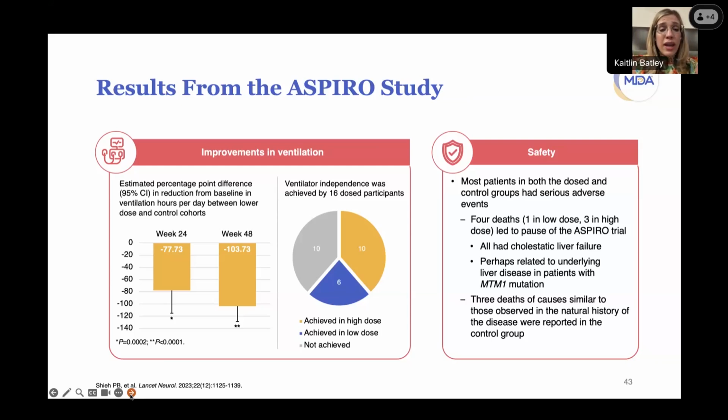However, it is worth noting that there were similar liver failure deaths even seen in natural history. And so there is a lot of question about whether these patients passed simply because of the combination, or whether that might have been a feature of their MTM as well. And so that's still not clear. This trial is still on hold as this is being looked at. Next slide.